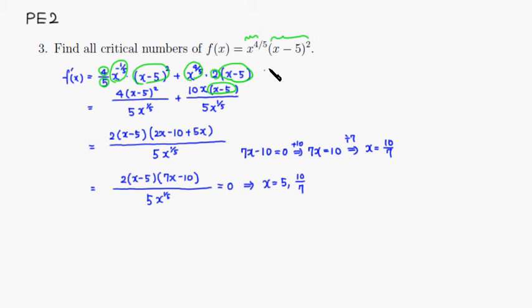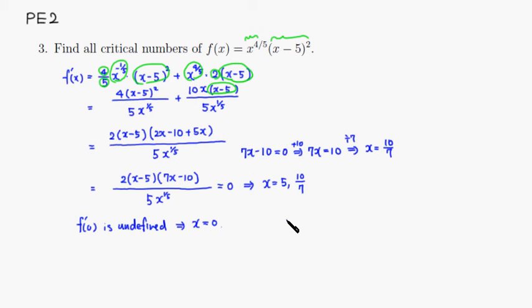But we have to look for the other kind, where the derivative is undefined. Here's the derivative, and the only place this can be undefined is when the denominator equals 0, so when x equals 0. Since f prime of 0 is undefined, therefore x equals 0 is also a critical number.